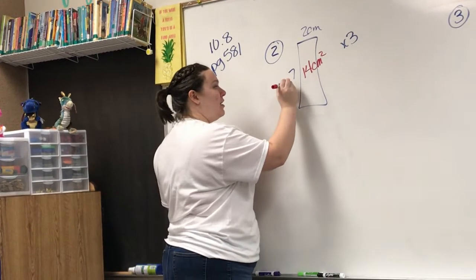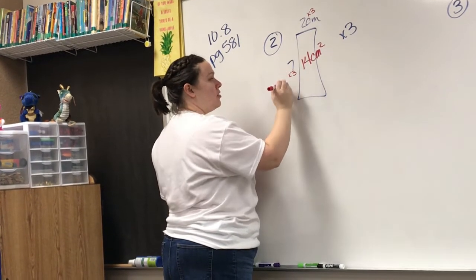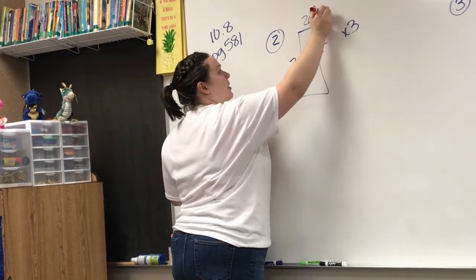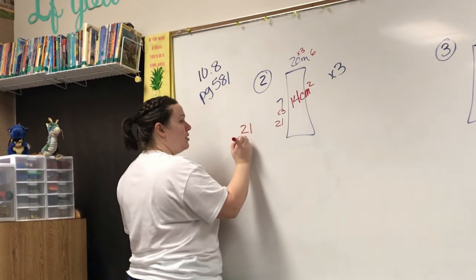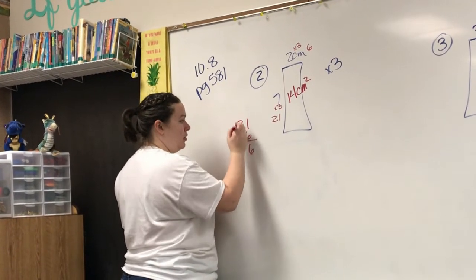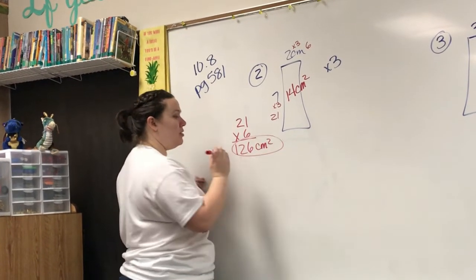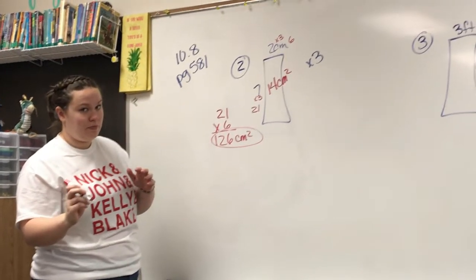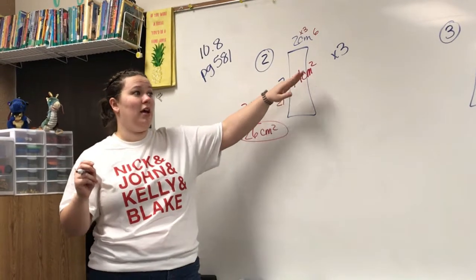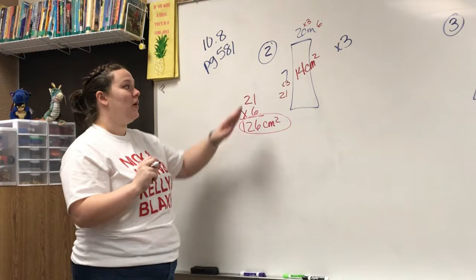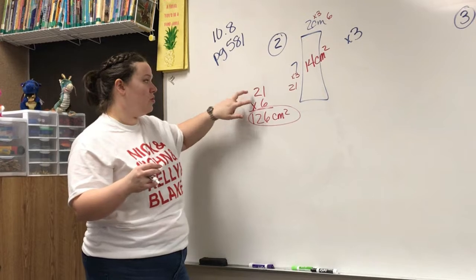You multiply 7 times 3 and 2 times 3. So this would now be 21. This would now be 6. Then you multiply them together. 21 times 6. 126 centimeters squared is your new answer. Okay? Do you see how I did it wrong before? And I was like, yeah, sure, I'll just find the area, multiply it by 3. No. You have to multiply this side by 3. You have to multiply this side by 3, and then multiply the new side lengths together.